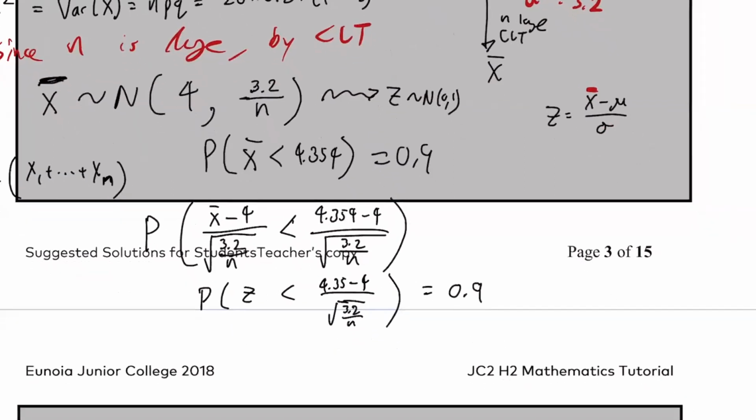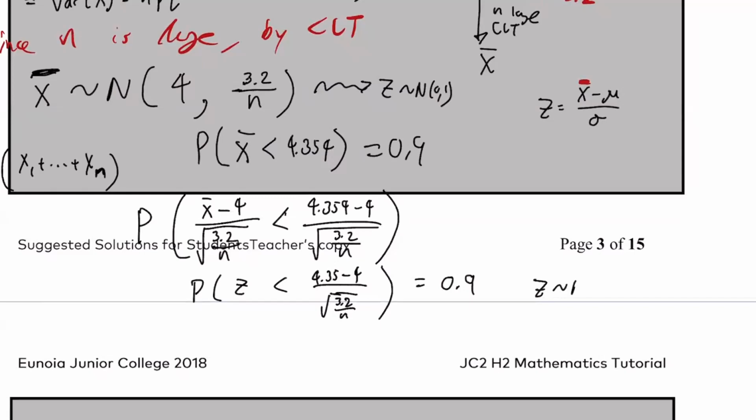Then from here, because Z will now follow an N(0,1) distribution, we can use the inverse norm, not normal CDF, in order to solve for this expression. It's in the correct format already. So if you use inverse norm, what do you get? Do I need to show you? Okay, let me just grab my calculator.